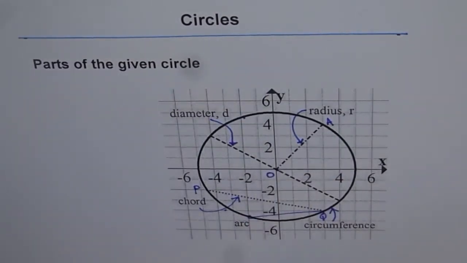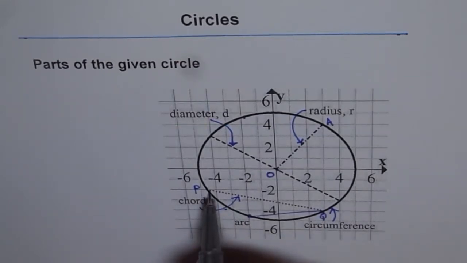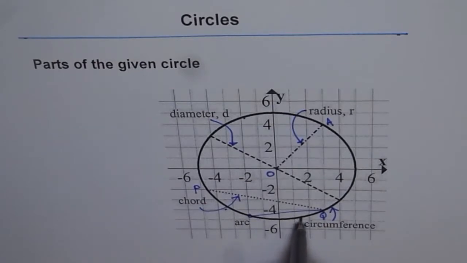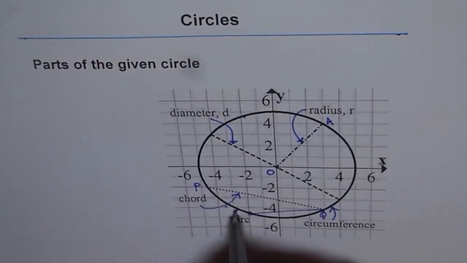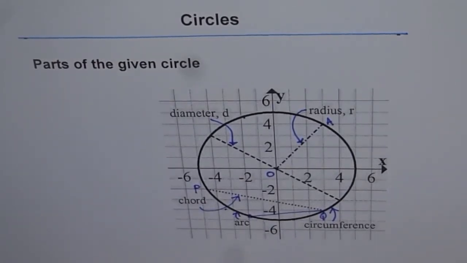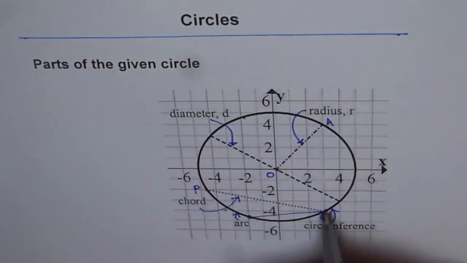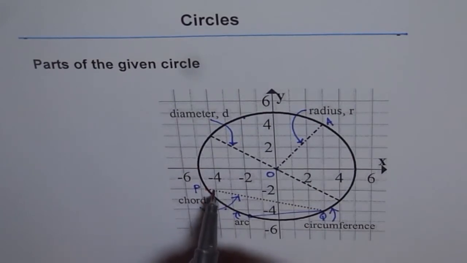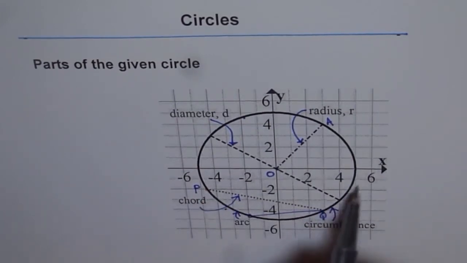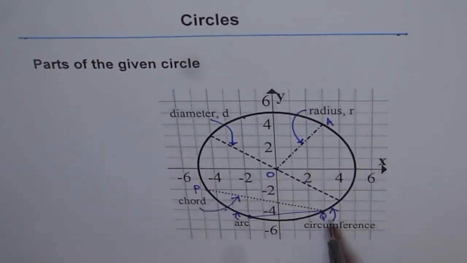Now, whenever you make a chord, the section of the circumference is called an arc. So this is an arc. Important to note here is that there are two arcs. If I am considering this chord, then one arc is the smaller one and the other is the bigger one. Every time you draw a chord, it divides the circumference into two parts. Both are arcs, one smaller and one bigger.